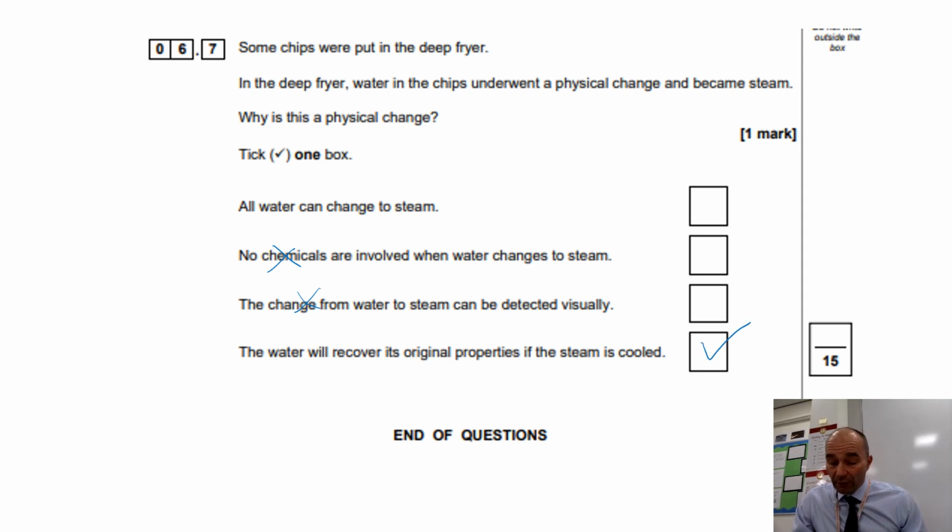That final question is out of 15. Hopefully you got 15 out of 15. Well done, you're now at the end of the paper, so you can tot up your score out of a maximum of 70.